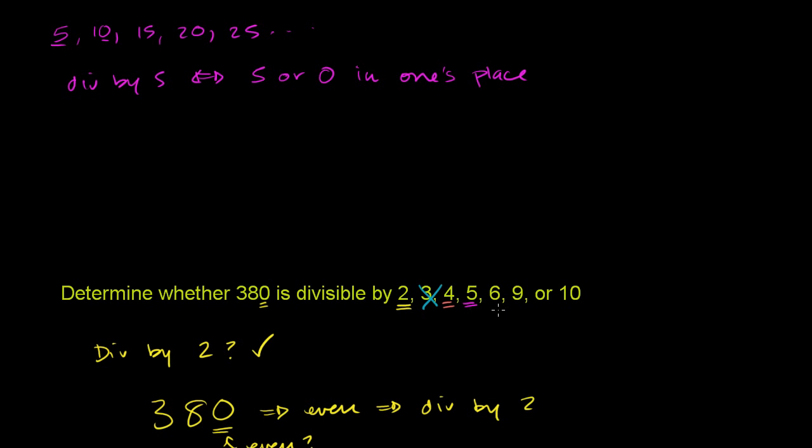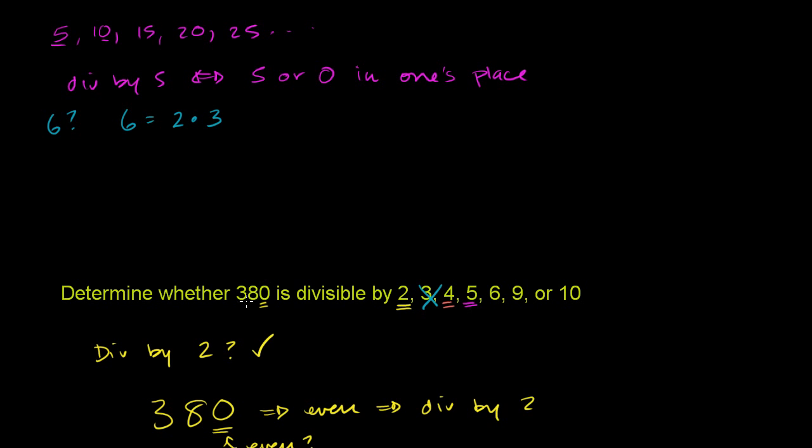Now, let's think about the situation for 6. Let's think about what happens with 6. So we want to know, are we divisible by 6? So to be divisible by 6, you have to be divisible by the things that make up 6. Remember, 6 is equal to 2 times 3. So if you're divisible by 6, that means you're divisible by 2 and you are divisible by 3. If you're divisible by both 2 and 3, you will be divisible by 6.